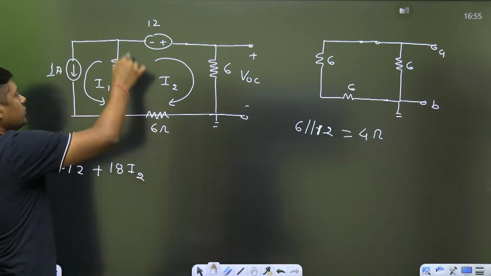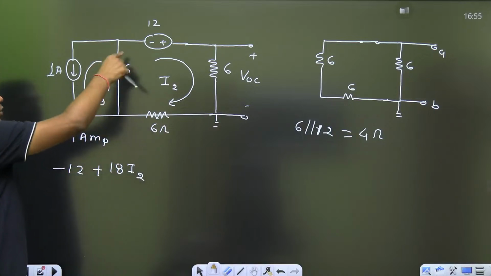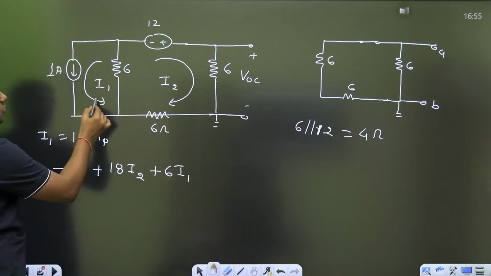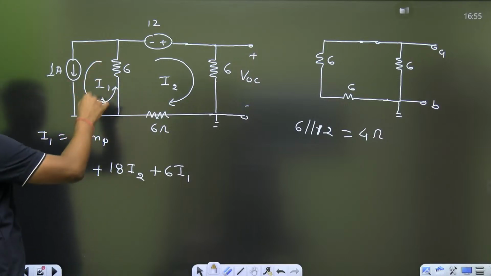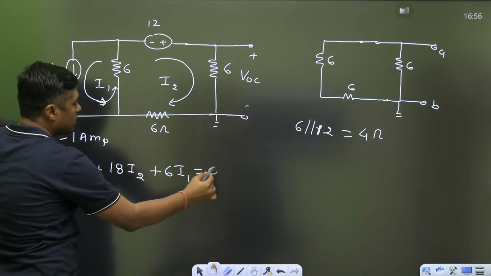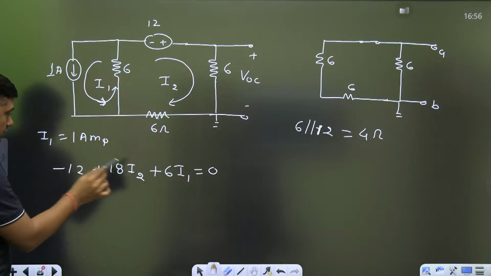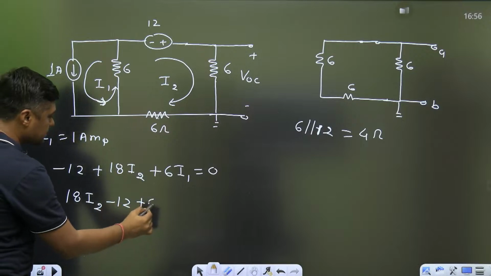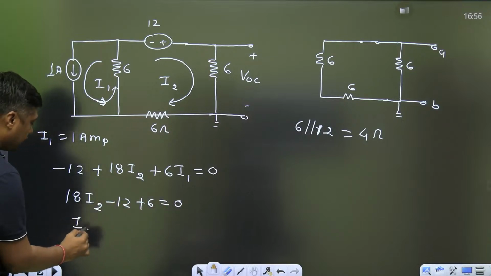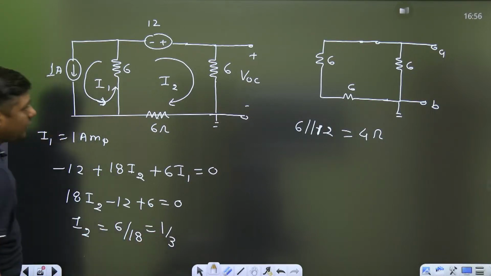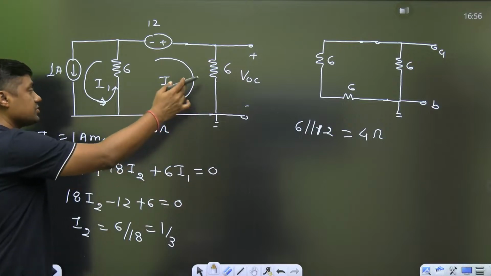And what is the direction of the I1? Just in the same direction. Watch this. In upward, this is also in upward direction. And that's why you can write 6 times of I1 also, because it is also moving in upward direction. Watch this carefully. So 6 times of I1, plus 18 times of I2, is equal to 0. And what is I1? 1. It will become 18 I2 minus 12 plus 6 is equal to 0. So I2 is equal to 6 by 18, that is 1 by 3. Now you have to find the VOC. So what is the VOC? 6 times of I2.